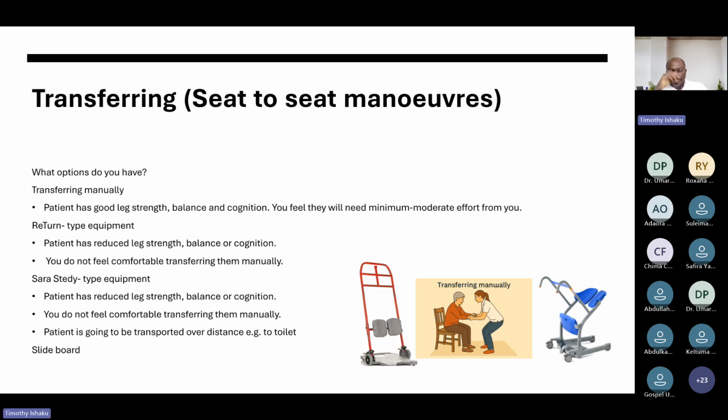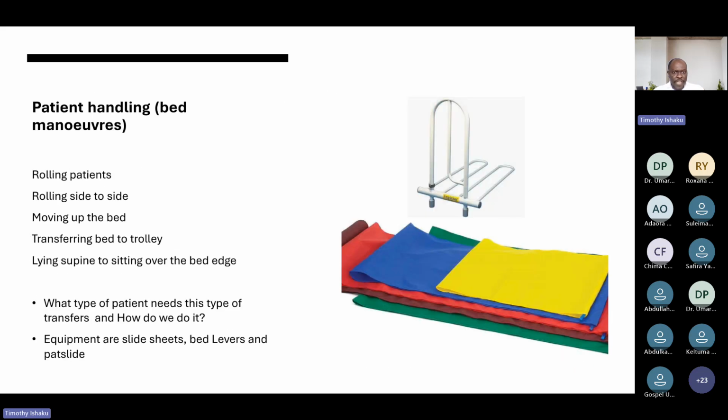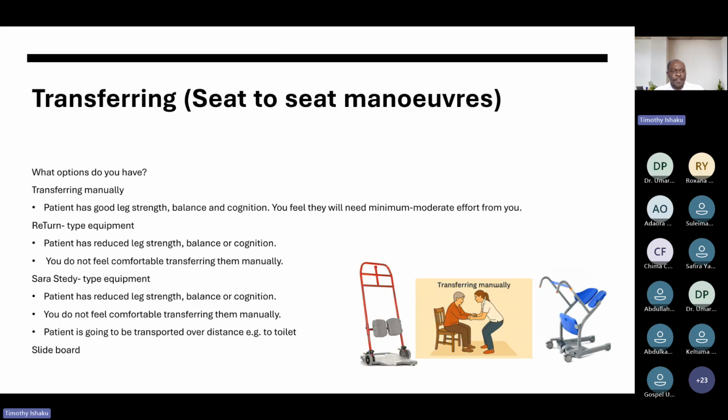In our face-to-face practical, we will try as much as possible to use some of this equipment. We will use the slide sheet. We have the bed levers as well. So in the practical that will be happening in 2 weeks' time, we will have this equipment to practice with, and we will have a variation of the red one as well for the practice.